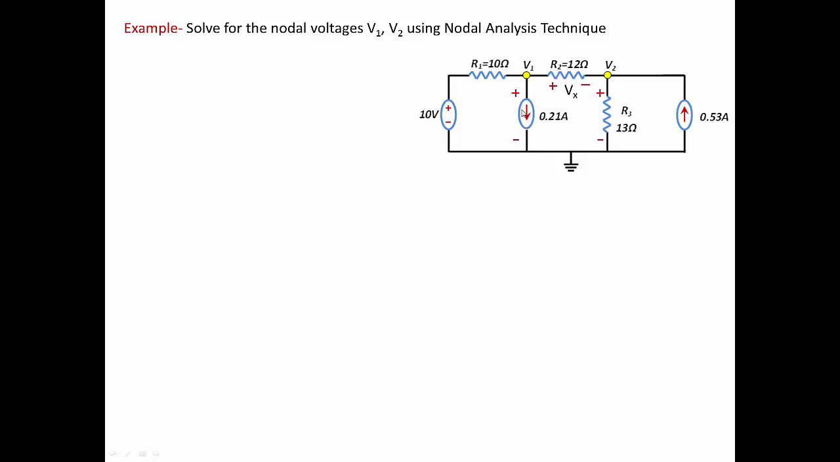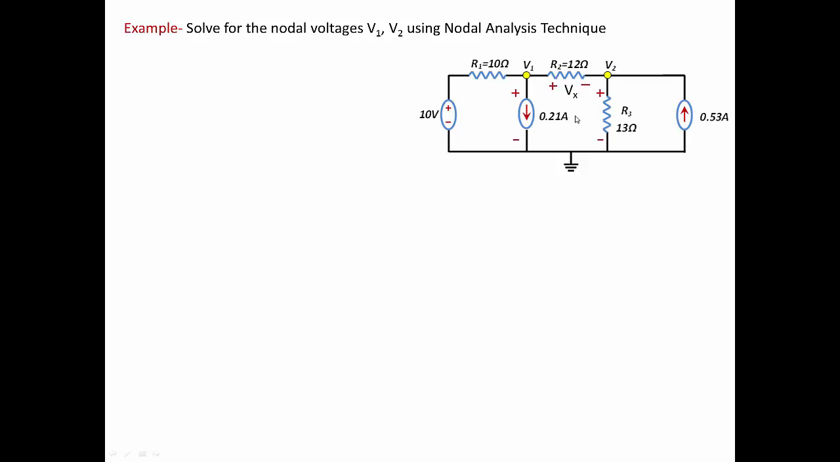So I know that the voltage here is going to be the nodal voltage V1, because the voltage from the bottom to the top is V1, and the voltage here also from the bottom to the top is going to be V2. Now we're going to apply KVL here. So let's see what happens when we apply KVL.